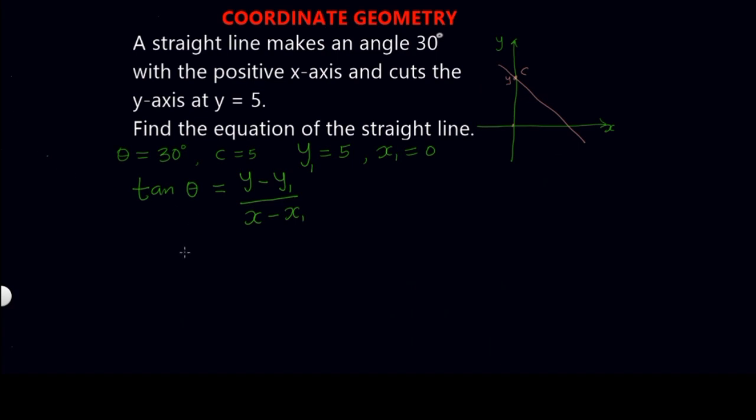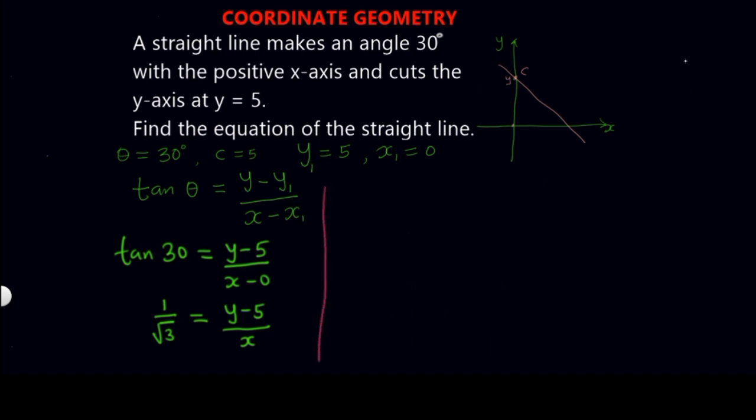Now plugging in those values, we can then say tan 30 degree equals y minus, our y1 is 5, divided by x minus 0. Using special angle, our tan 30 is 1 over root 3, which will be equals to y minus 5 divided by x. At this point, we can cross multiply.